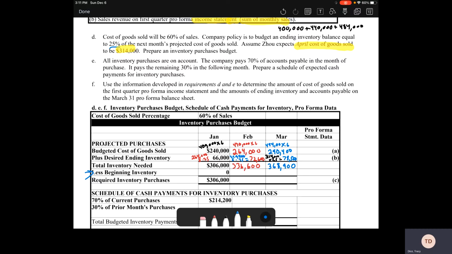Now, in February, we want to have that 66,000 ending inventory. So that's what we are going to put here, is that 66,000. We need 336,600. We started with 66,000 from January. So that means that our inventory purchases have to be, when we subtract those, 270,600.